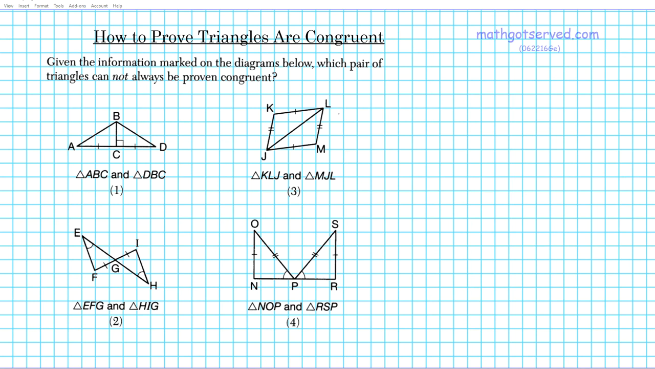In this clip, we're going to be going over how to prove that triangles are congruent. Before we get started with the problem, let's read the question first. It says, given the information marked on the diagrams below, which pair of triangles cannot always be proven congruent?